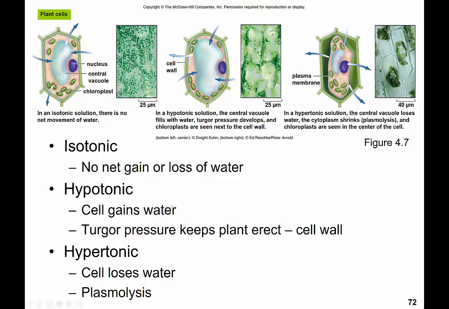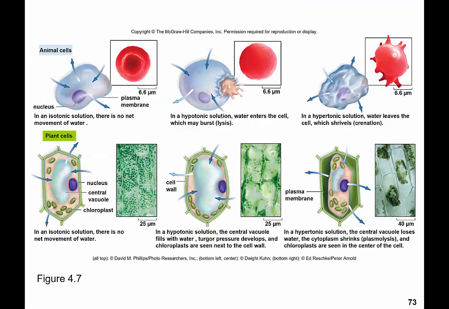In a hypertonic solution, this is just the opposite. The central vacuole loses water. The cytoplasm shrinks, which is plasmolysis, and the chloroplasts gather towards the center of the cell, seen here. If we're comparing animal and plant cells, we have the same basic thing that happens during each of these solutions. Isotonic, no net movement. Hypotonic, you have an intake of water. In a hypertonic solution, water leaves the cell.